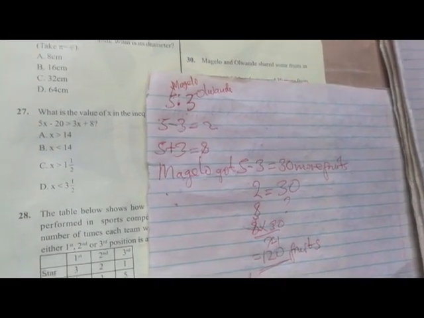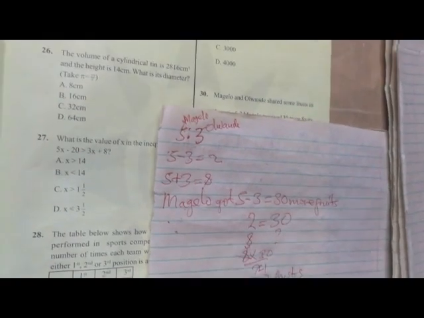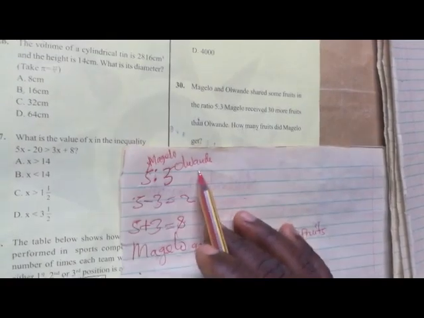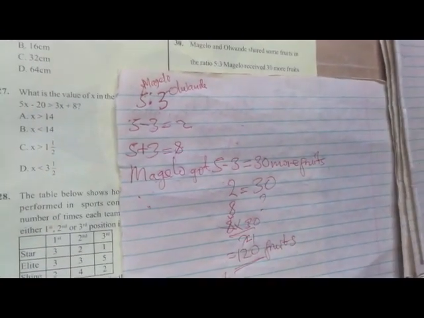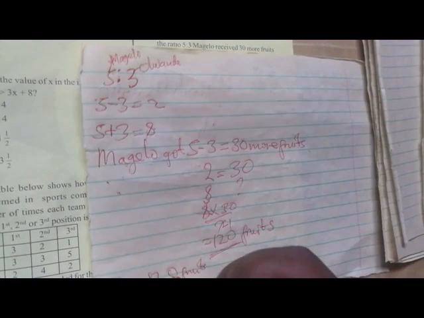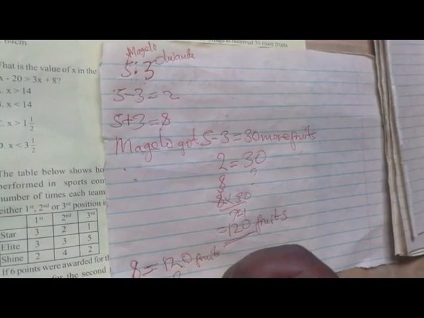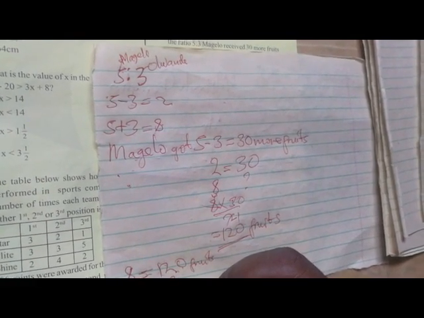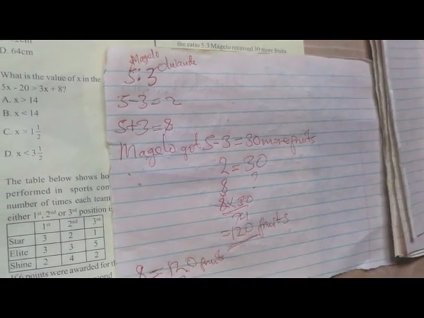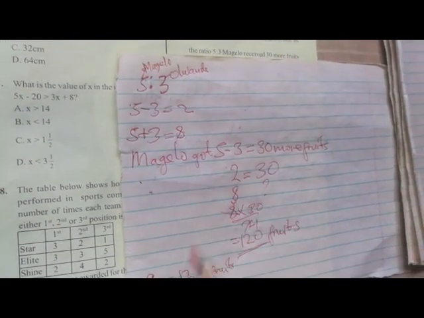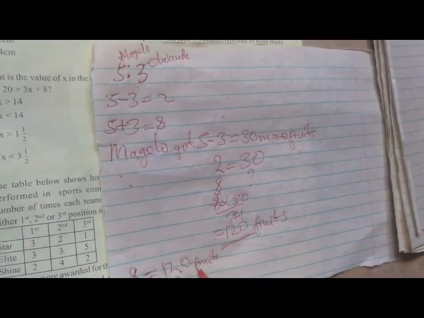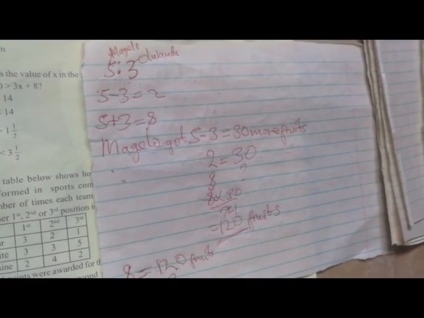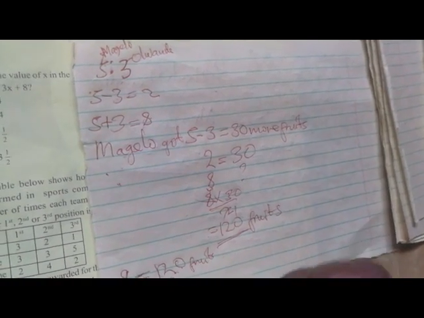We are going to look at 5 because Magelo received more. How many did Magelo get? Now Magelo is 5. If 8 is 120, what about 5? If the sum of the ratio here is 8, which is equivalent to 120, what about 5? Magelo's ratio is 5. Then we are going to cross multiply this.